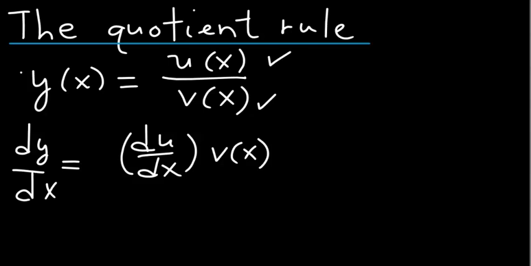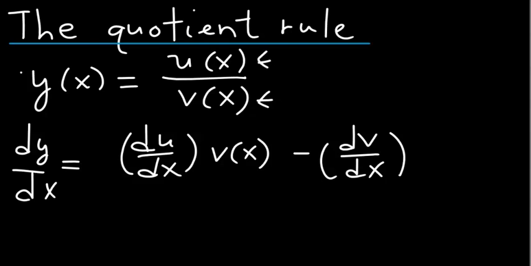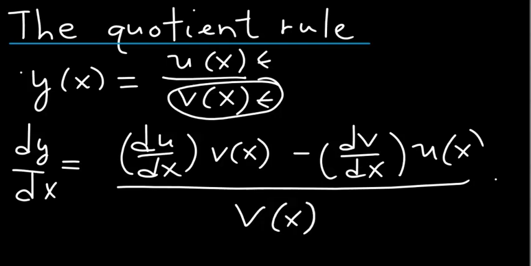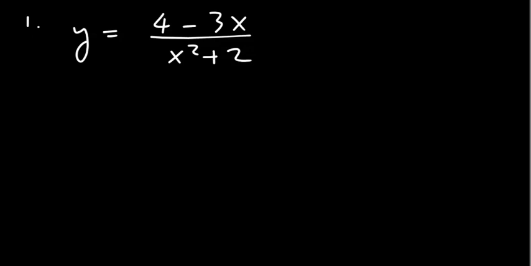And then minus, now do the reverse. Differentiate the denominator, and you're going to get dv/dx. Multiply that with the numerator, which in this case is u, function of x. And divide the whole thing by the square of the denominator. Like that. This rule is what we call the quotient rule. Let's see how that works.